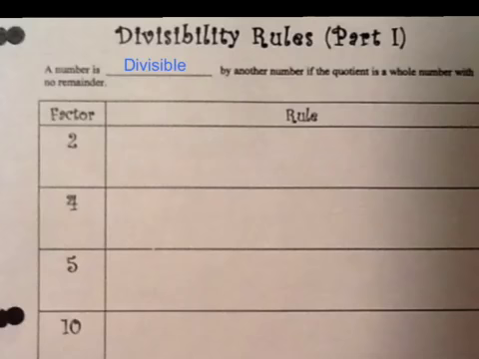Now let's fill in the rule for 2. Our rule for 2 was: if the last digit is even, then the number is divisible by 2.